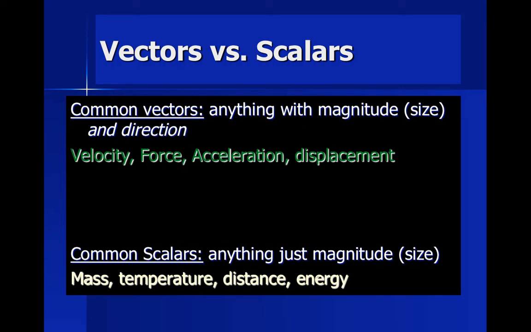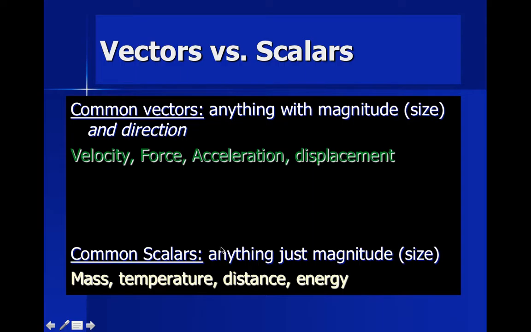So common vectors, again, anything with a magnitude, a size, and direction include velocity, force, that's why we draw forces as arrows, they have a direction. Acceleration, you could have acceleration in a positive or negative direction. Negative direction would slow you down, you would have a deceleration. Displacement, remember that's how far from the start, so direction is important. If you come back to the start, you're subtracting and you get zero displacement. So these are all vectors, things that need magnitude and direction.